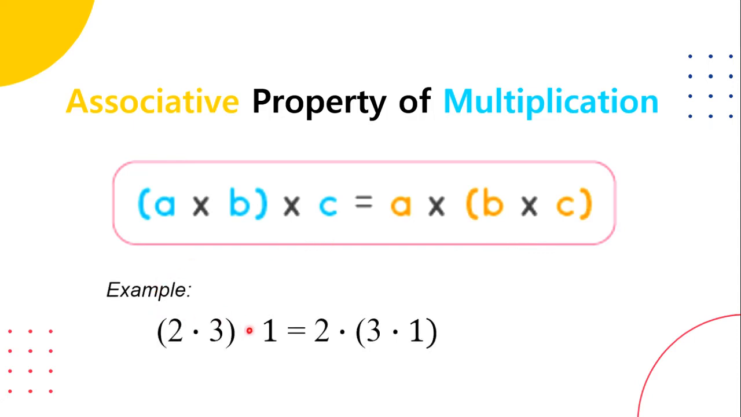Example, if we have the quantity of 2 times 3 times 1, it's just equal to 2 times the quantity of 3 times 1. And the product of this is 6. Okay, so we just interchanged or regrouped the real numbers. Okay, but it doesn't affect the product or the result.